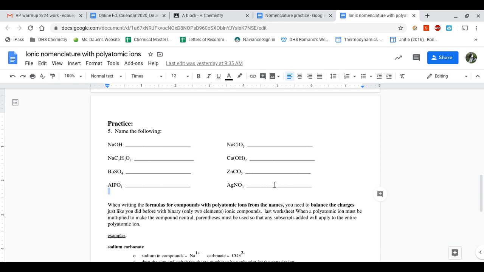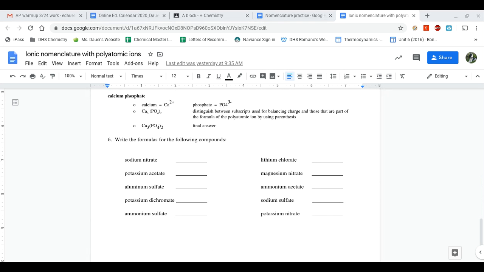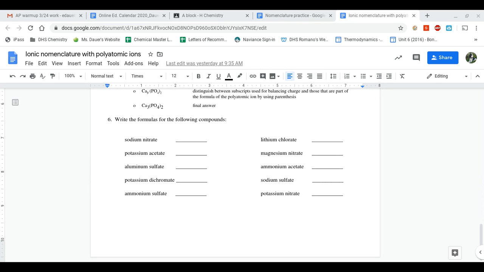AgNO3, that is silver nitrate. Last part here, number 6, and I think I'm doing okay on time. So this is the one that I have the most work on my image for. You guys should be looking at that.